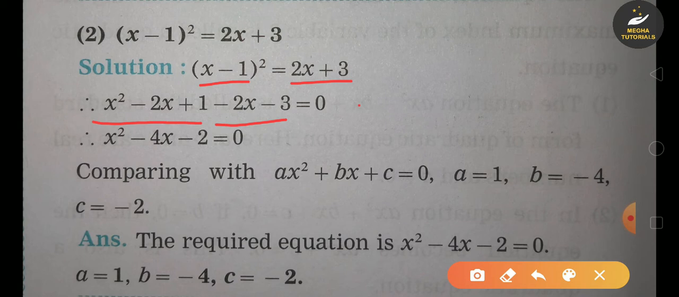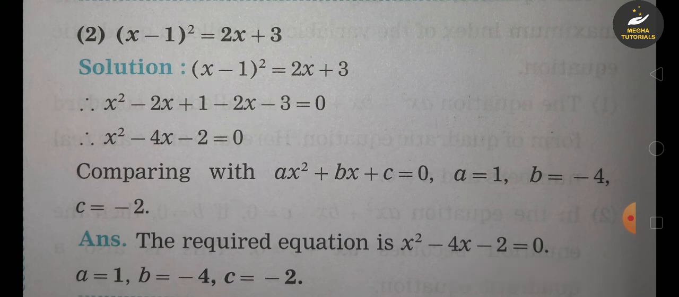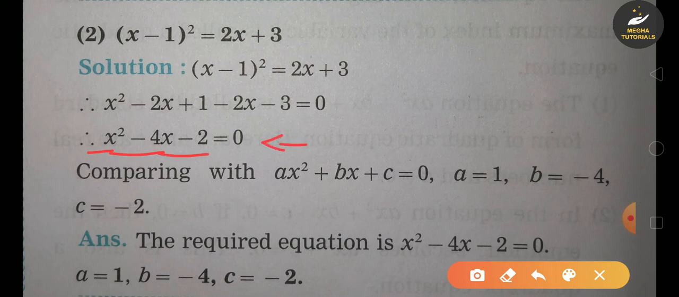In the above equation 2x and 2x are like terms and 1 and 3 are like terms. So x square as it is, minus 2x minus 2x will be minus 4x, plus 1 minus 3 is minus 2. So the final step is x square minus 4x minus 2 is equal to 0.